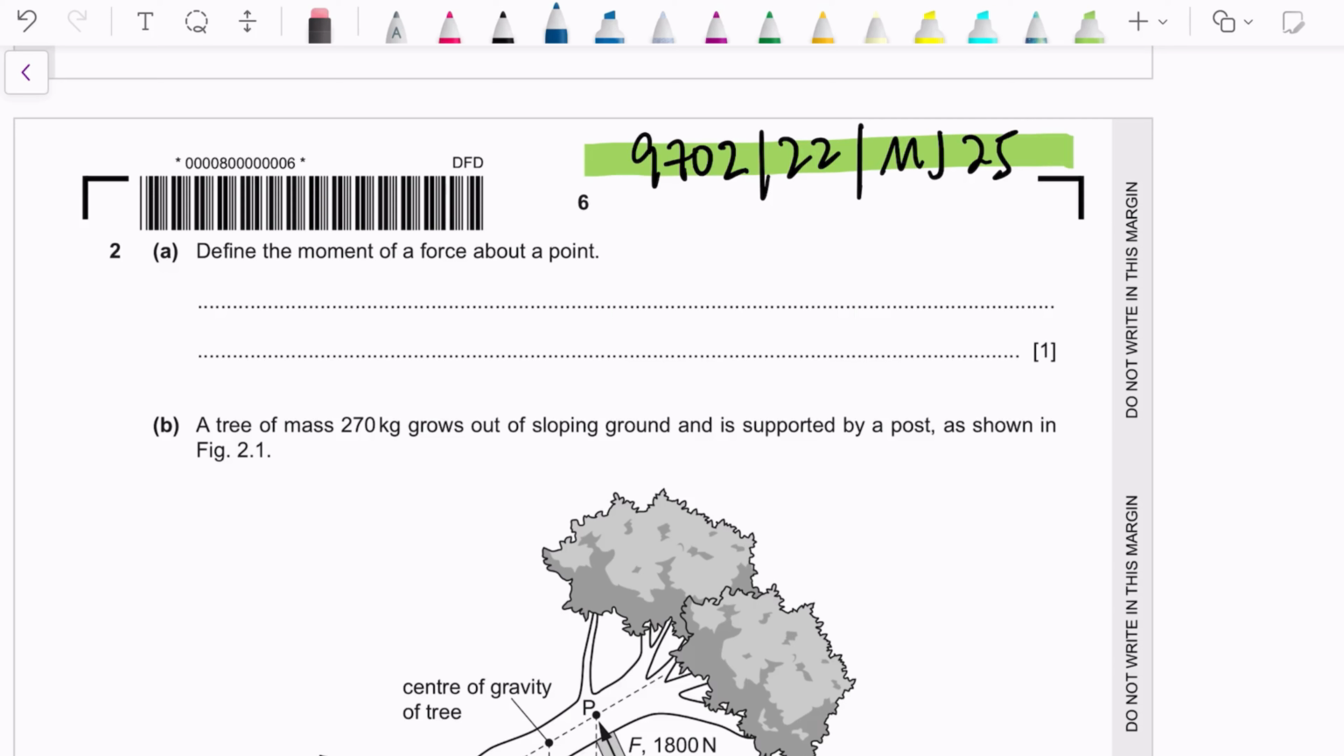So today we'll be looking at another question from 9702 paper 22 May-June 2025. This is a recent paper and we'll be focused on question 2, which is about moments. So without further ado, let's get into it.